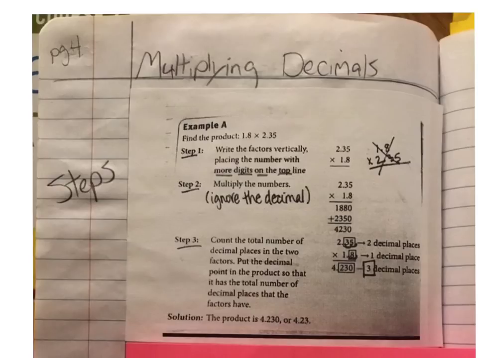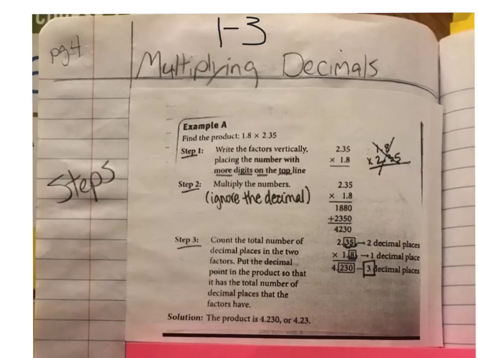Lesson 1-3, which is multiplying decimals. So make sure you start by setting up your Cornell notes, number your page, go ahead and transfer it over into your table of contents. And then you are ready to go.